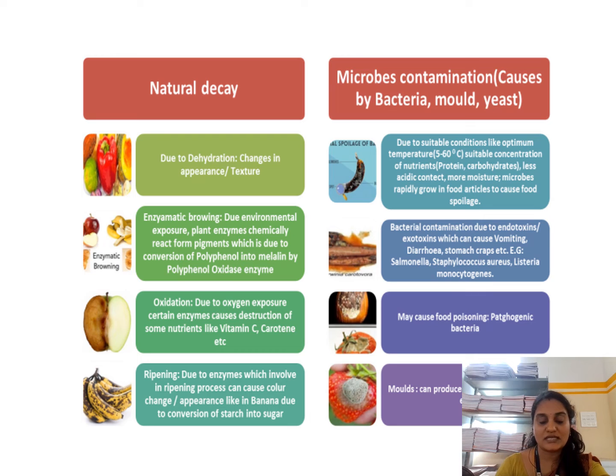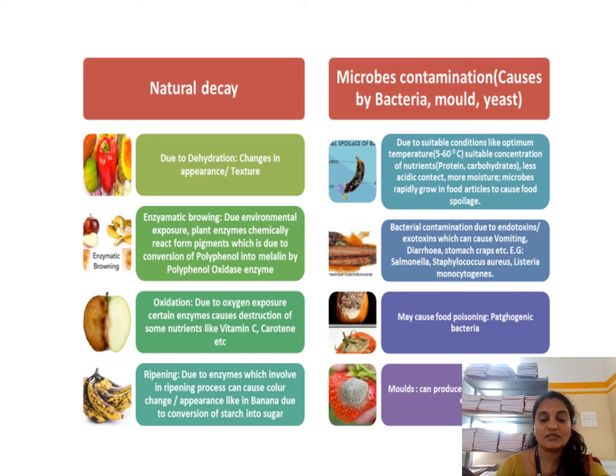The next one is enzymatic browning. Enzymatic browning means that due to environmental exposure, the plant enzymes chemically react to form pigments, due to the conversion of polyphenol into melanin by polyphenol oxidase enzymes. The third one is the oxidation process. Due to oxygen exposure, certain enzymes cause destruction of some nutrients like vitamin C and carotene, etc. So this oxidation process reduces the vitamin content of the food product.